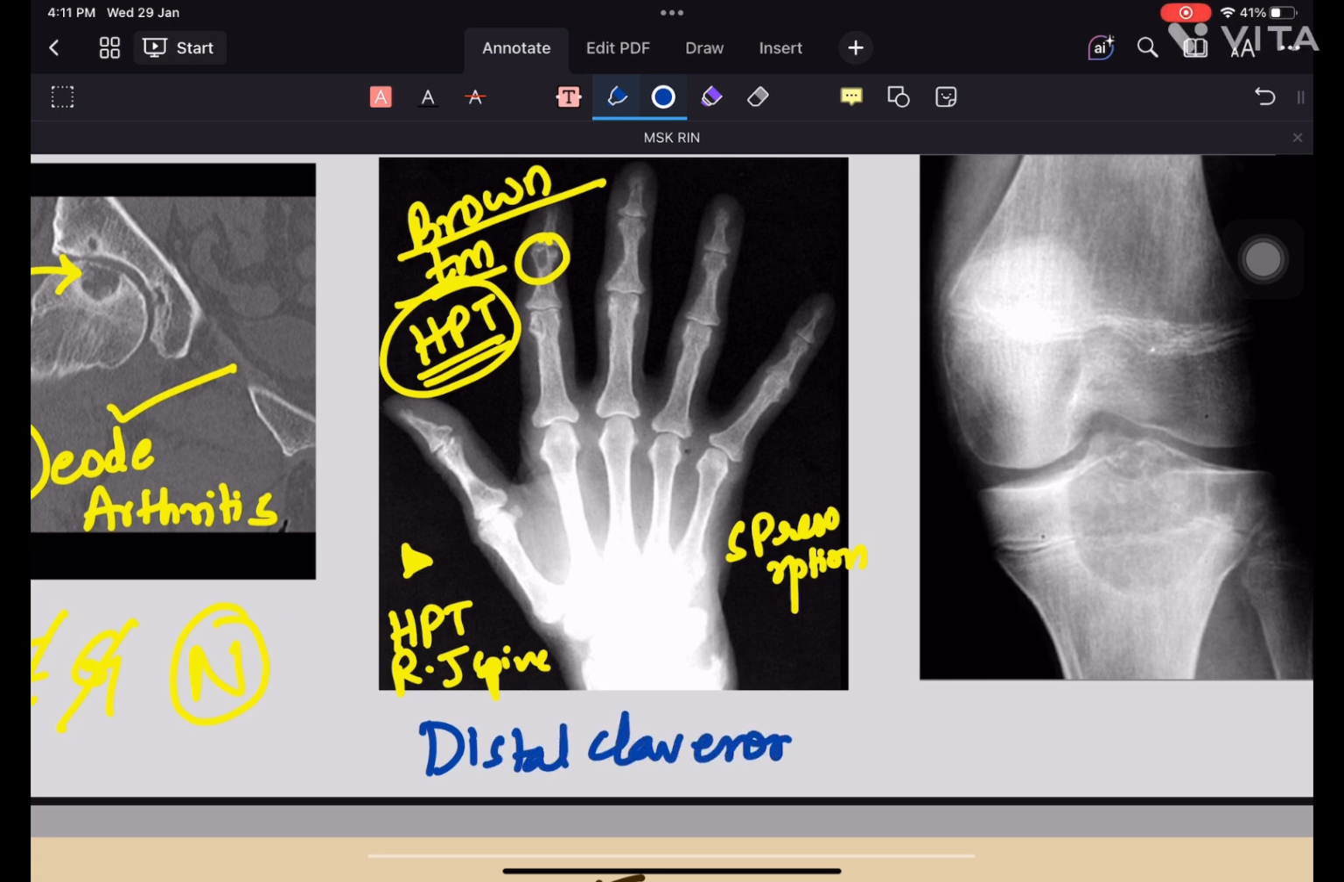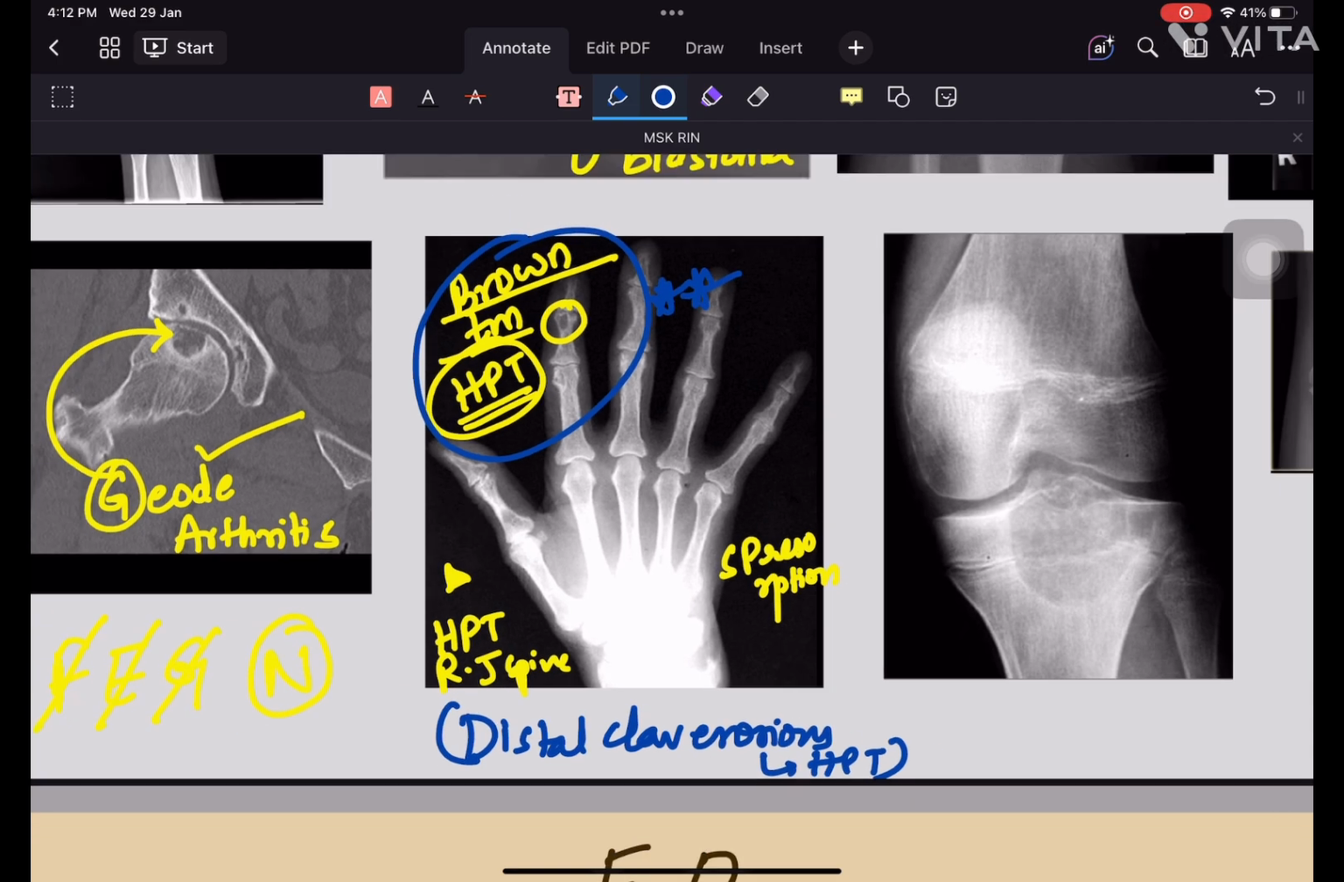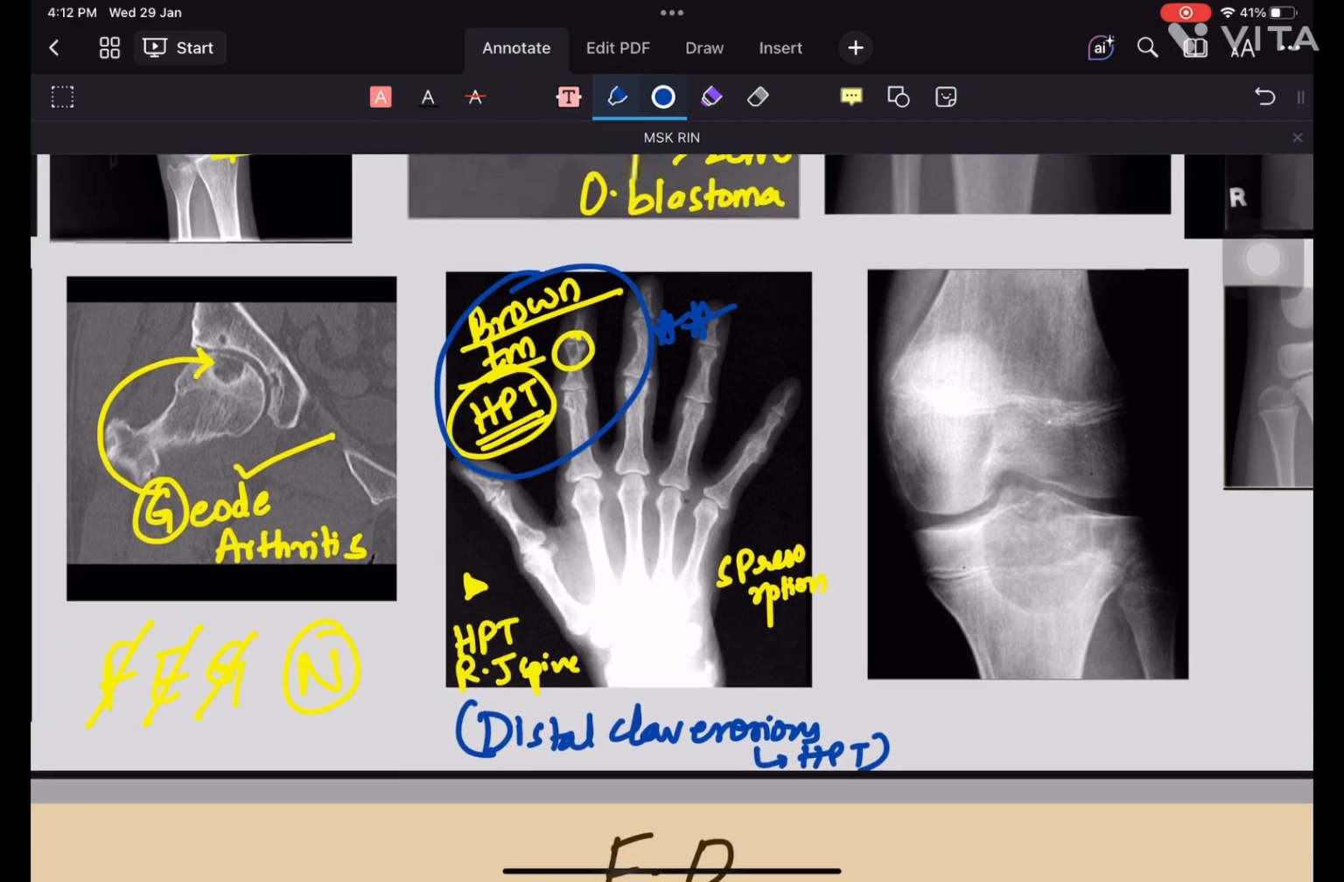So for the distal clavicular erosions, I have made a video in which hyperparathyroidism signs are clearly demonstrated with the help of images. Now we are done with H. Let us move on to the letter I. So I, you have three differentials.